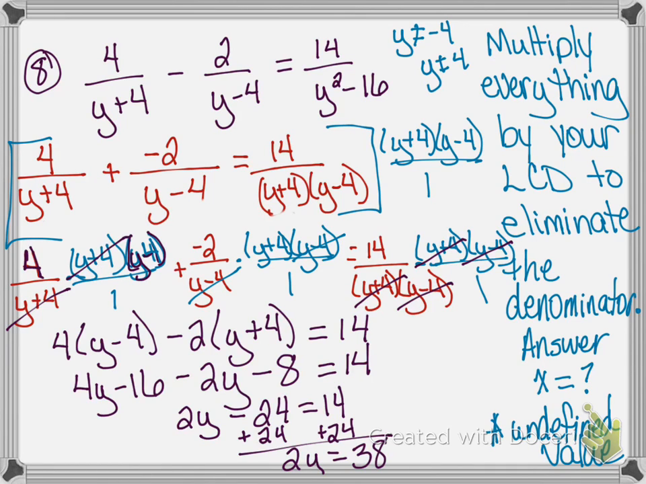So I have 2y equals 38. I divide both sides by 2, and I am left with y equals what? 19. Okay?